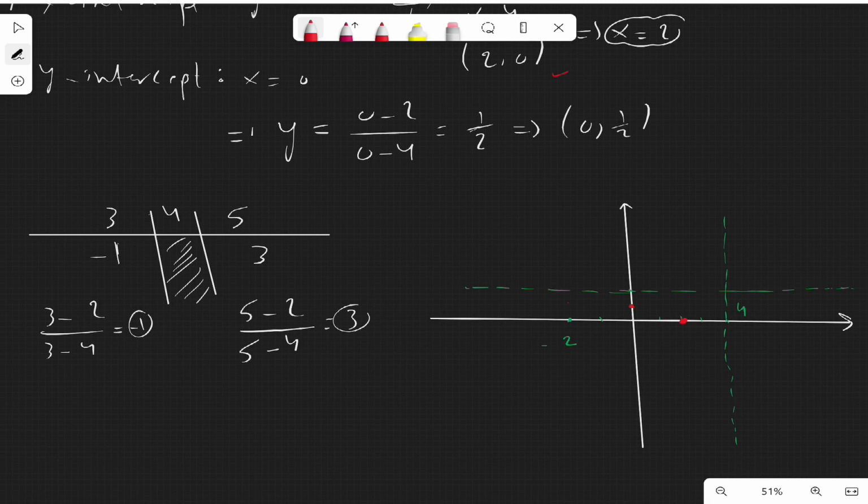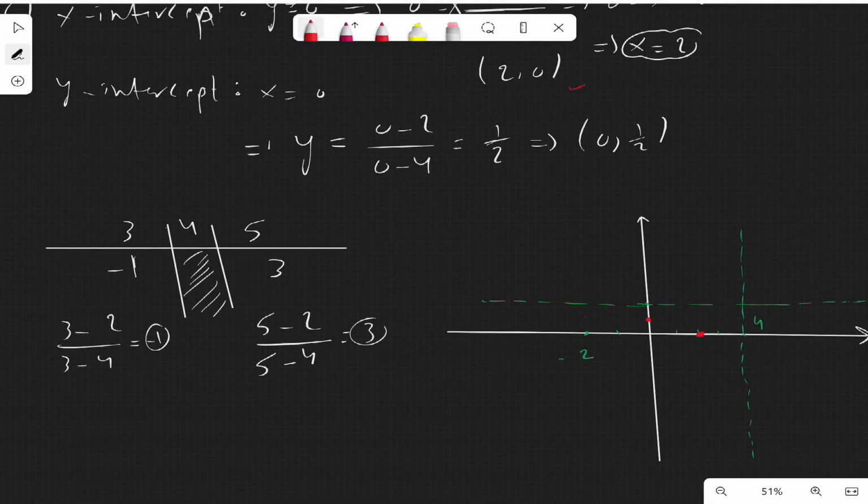Special points for x equal 3, negative 1. 3, negative 1 is here. And 5, 3. X equal 5, 3 is here. So graphing from the asymptote to the asymptote. And at x equal negative 2, the hole. And the other branch from the asymptote to the asymptote also.